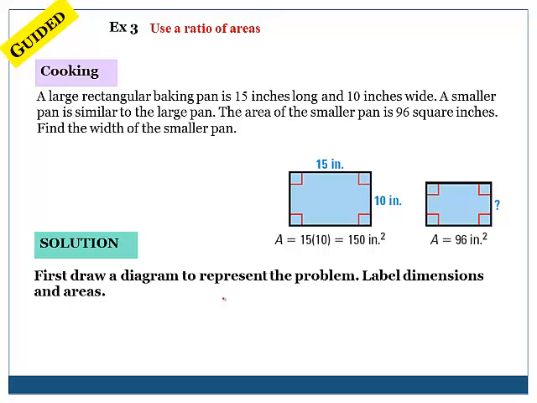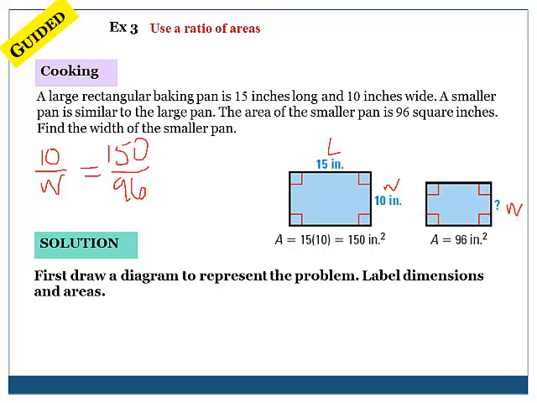If we were to set this up, I want to say our length is 15 and our width here is 10. Now, what we're trying to find is this question mark over here. We can say this is W, or X, you can use whatever letter you want. I'm going to use W because we're trying to find the width of the smaller pan. So if we were to set this up, we would say 10 over W, and now we would set that equal to the areas, which would be 150 over 96.